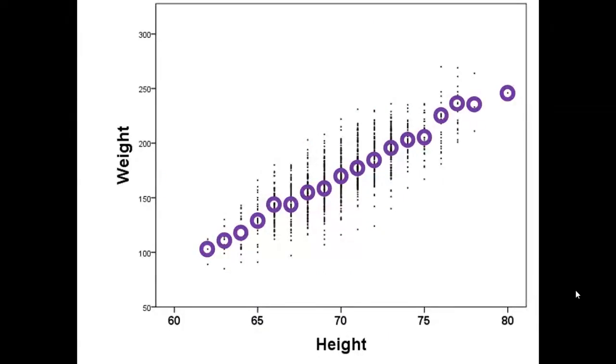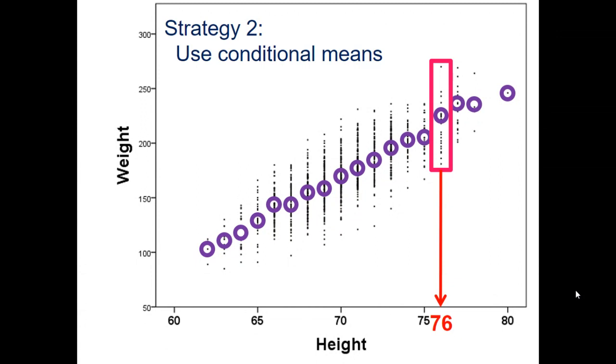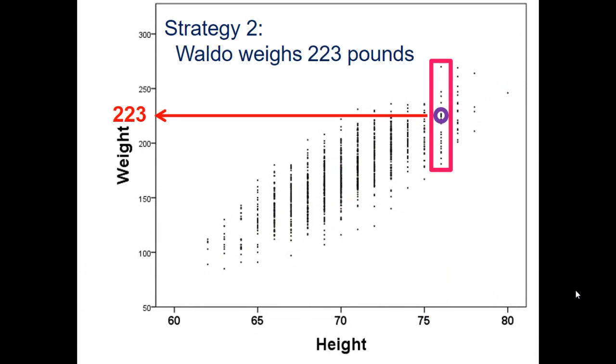And this scatter plot shows conditional means for weight. Each conditional mean is for a subgroup of men who all have the same height. Men who are taller have higher conditional means for weight than men who are shorter. Now, it so happens that Waldo belongs to this subgroup of men who are 76 inches tall. The conditional mean for this subgroup is 223 pounds, and we can use this conditional mean as an estimate of Waldo's weight.